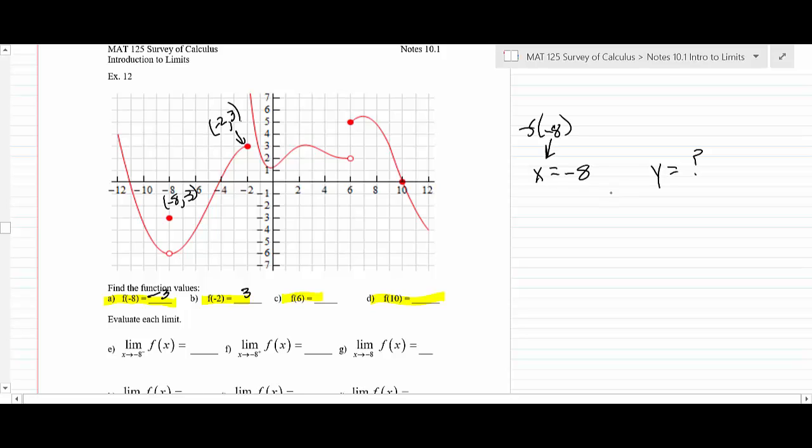Okay, go to 6. When you're at 6, you have a bubble and then a solid. Where is the function? 5. Yeah, it's there. Okay, it's wherever the solid dot is, so that's 5. And again, that just means you have the point 6, 5. Okay, how about f of 10? 0, right. Okay, so that's just the point 10, 0 like that. Those are function values. Those are not limits. Okay, now we'll go through and begin to look at these limits.